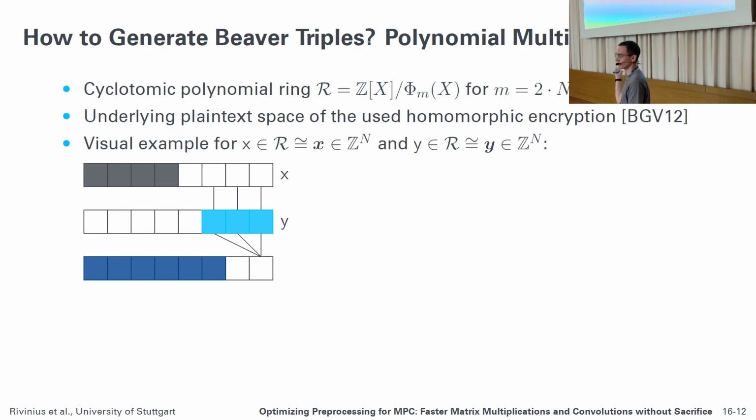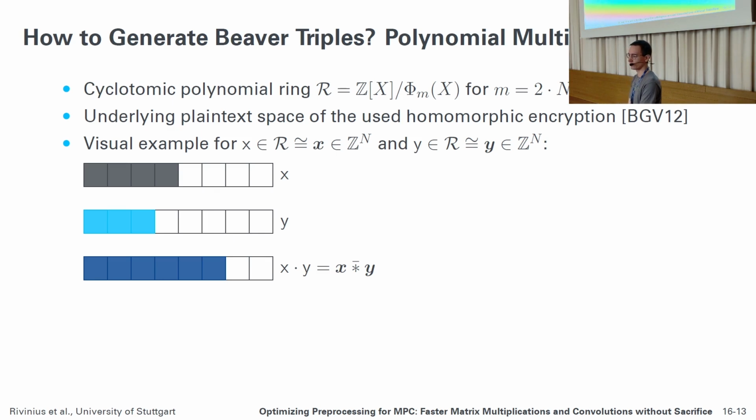And yeah, this looks very similar to a convolution, and it's in fact a negacyclic convolution, so everywhere it wraps around, you also multiply it by -1. But other than that, it's basically a convolution.